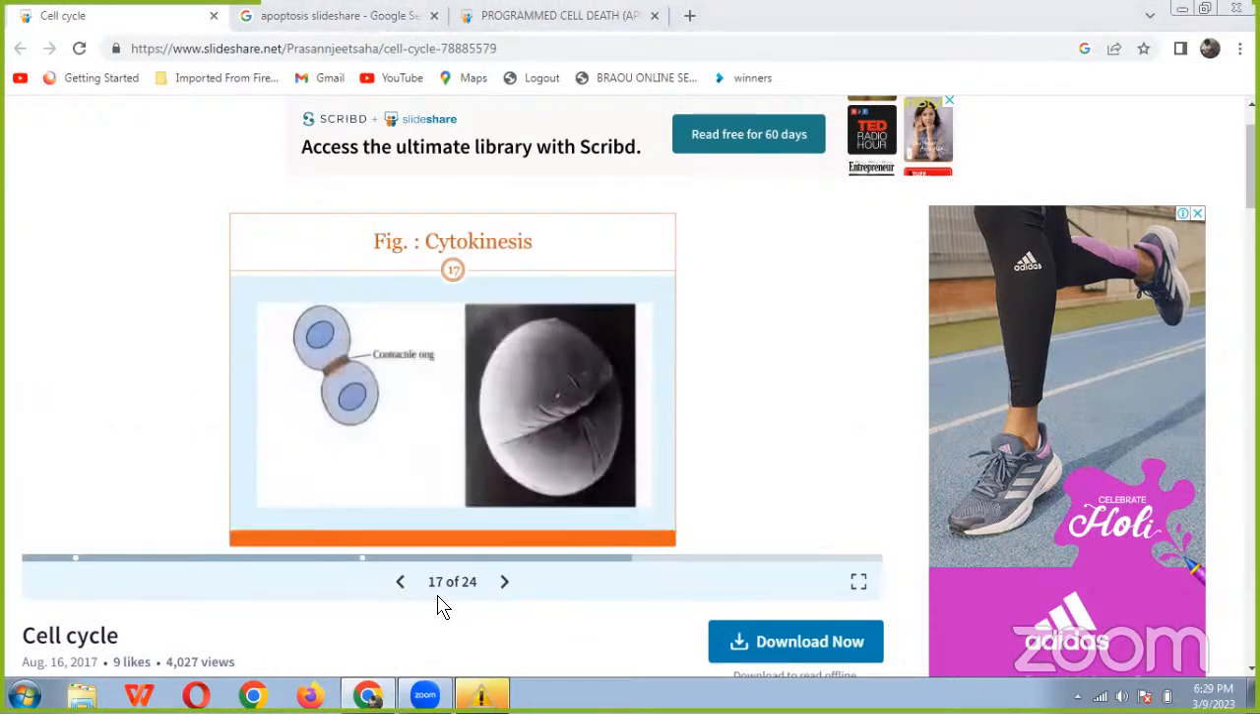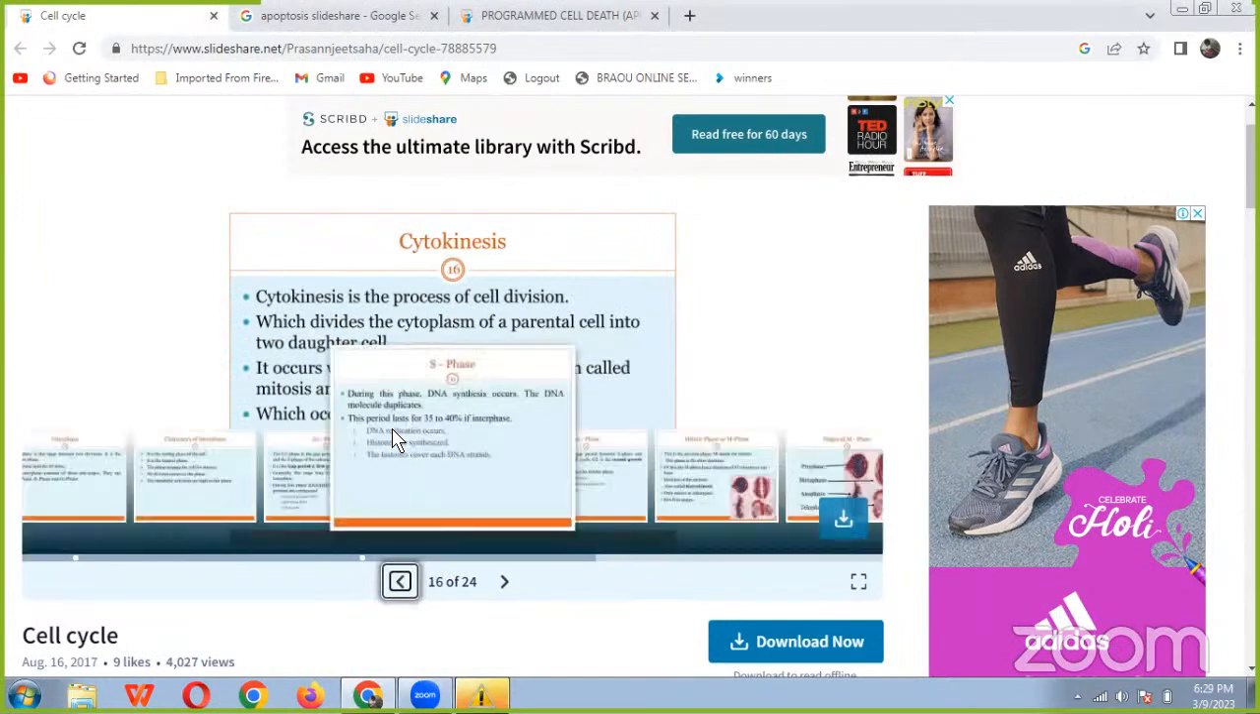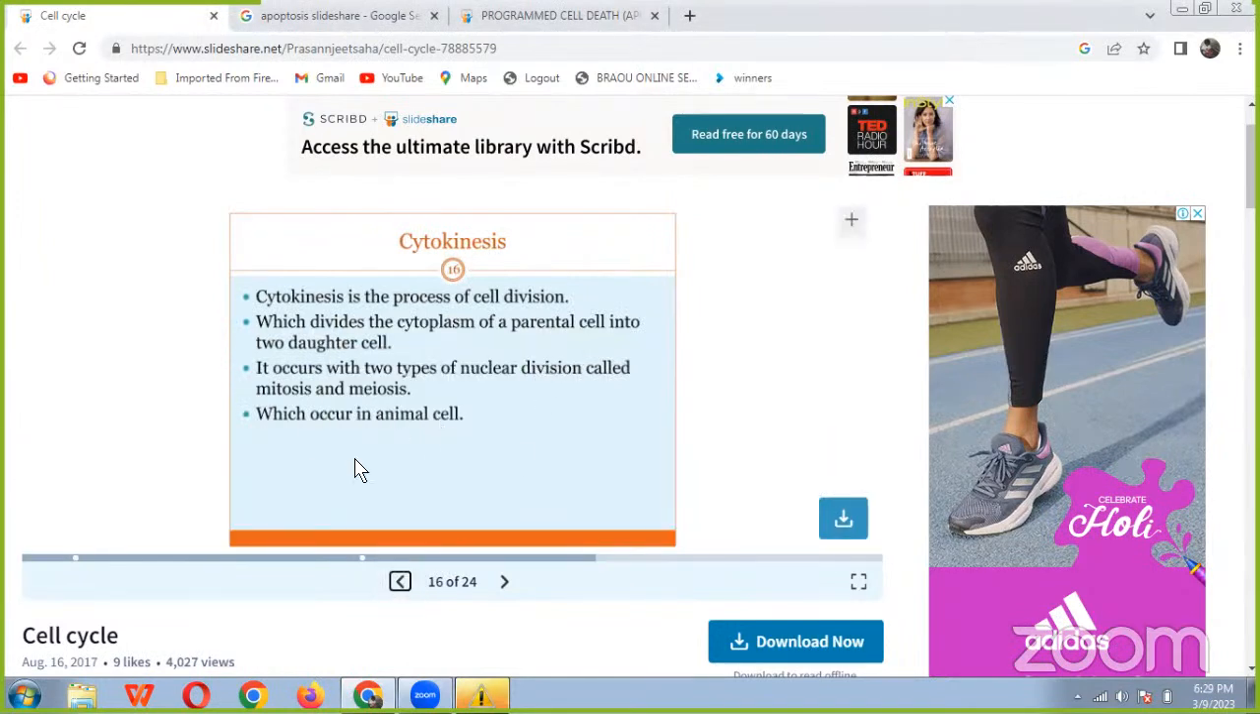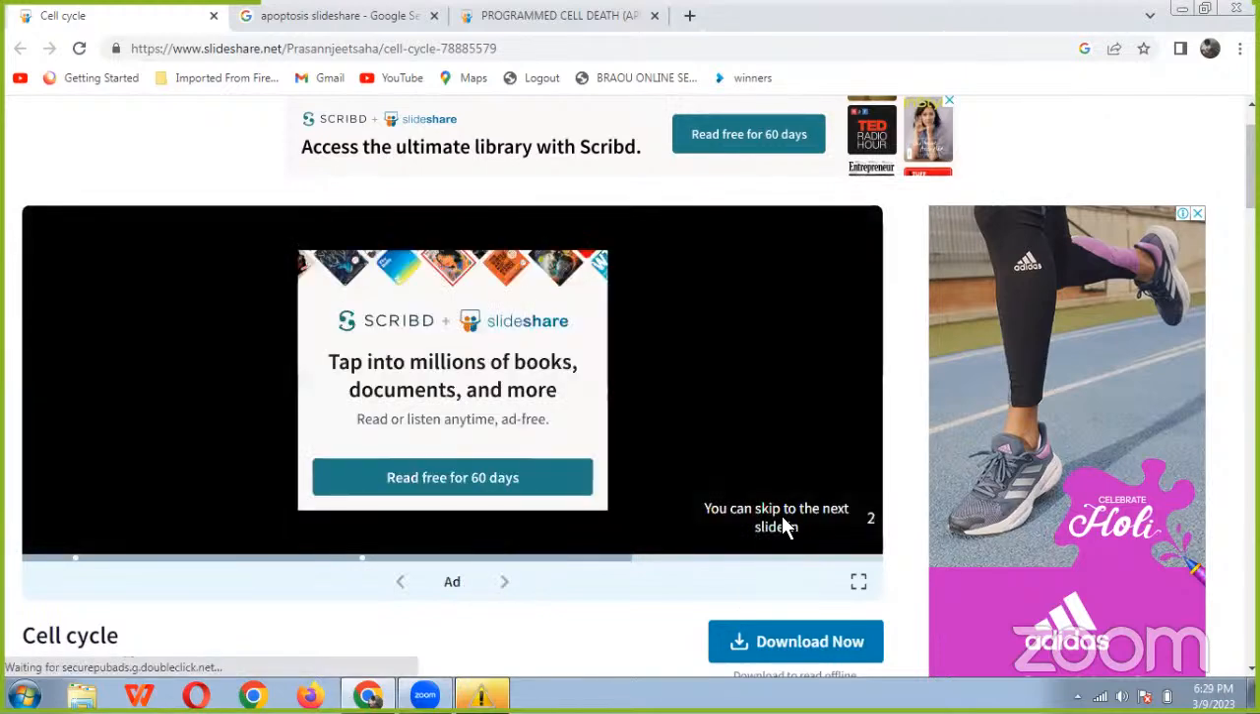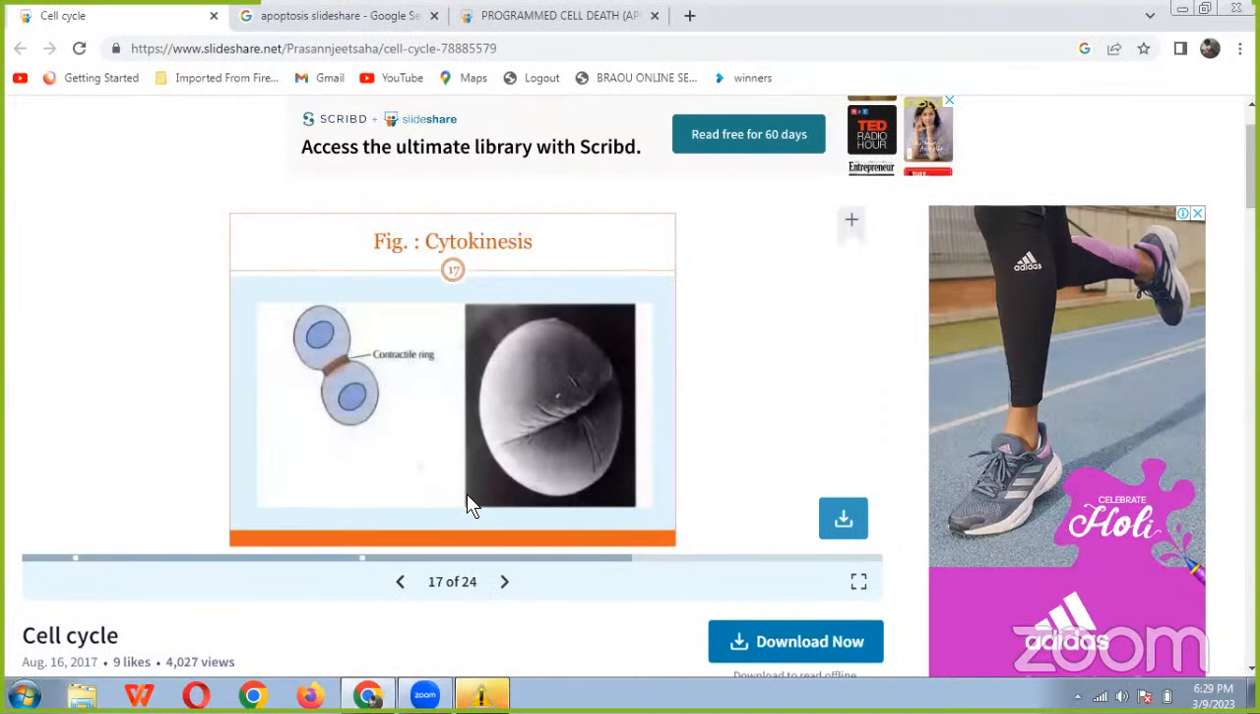There are two types of nuclear division, mitosis and meiosis, which occur in animal cells and plant cells also. This is the diagram of cytokinesis.